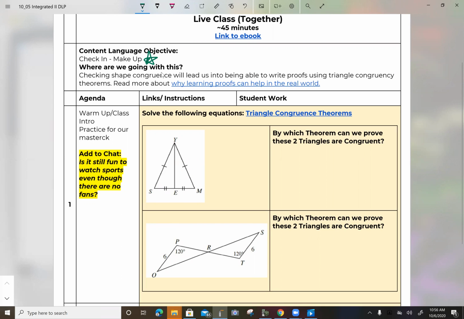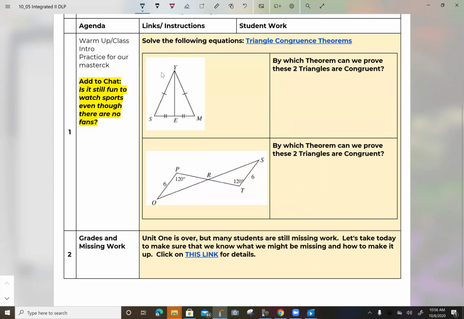Before we get to that, I do always look at your answer to the daily question, because I want to get to know you better. Today's question is: is it still fun to watch sports even though there are no fans? I got both yeses and nos. Give me a reason why. Once you answer that, go ahead and come over.